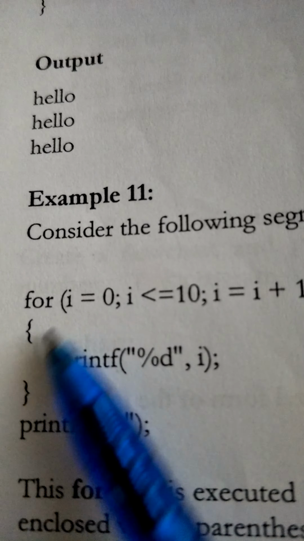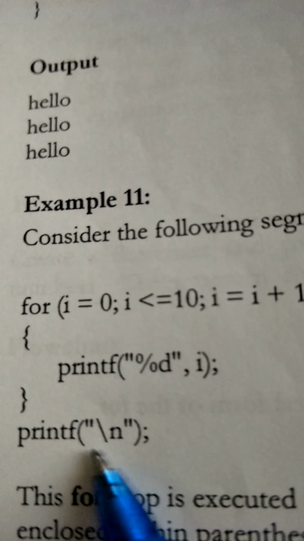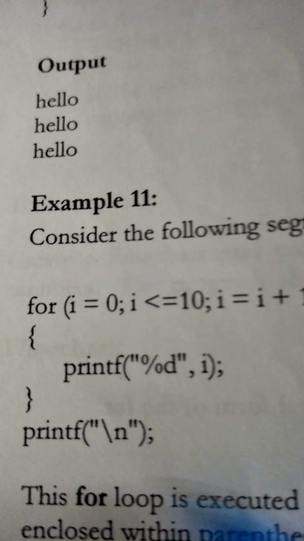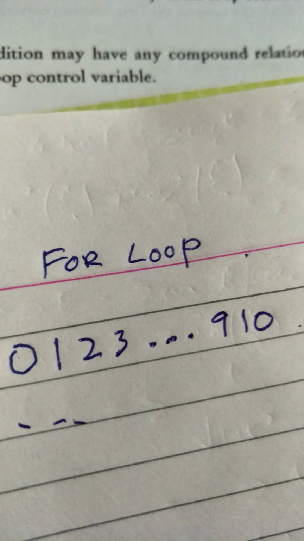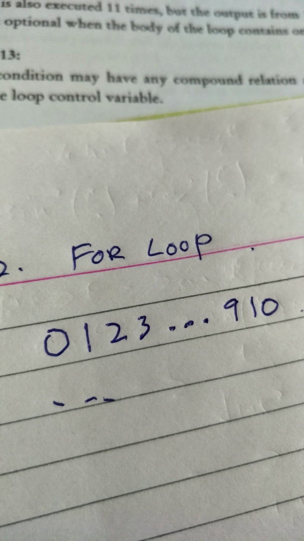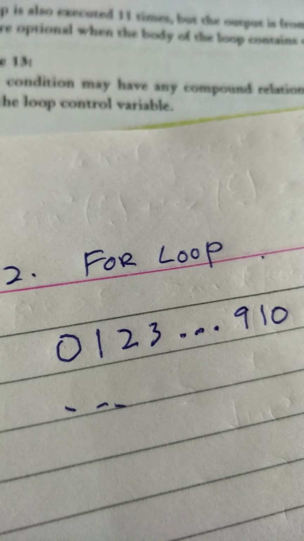So between those braces, it just goes out of the loop. The next print is on the next line. If you have another statement, it will print out there. So in this case, how many times does it print? 11 times, right? 11, from 0 to 10.